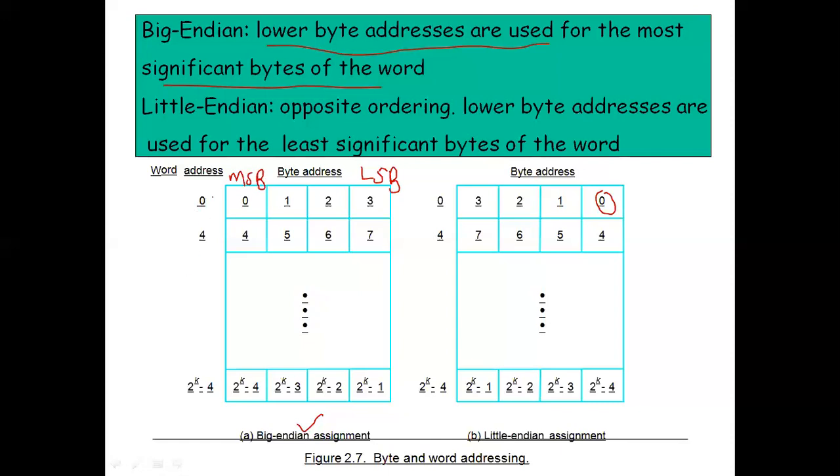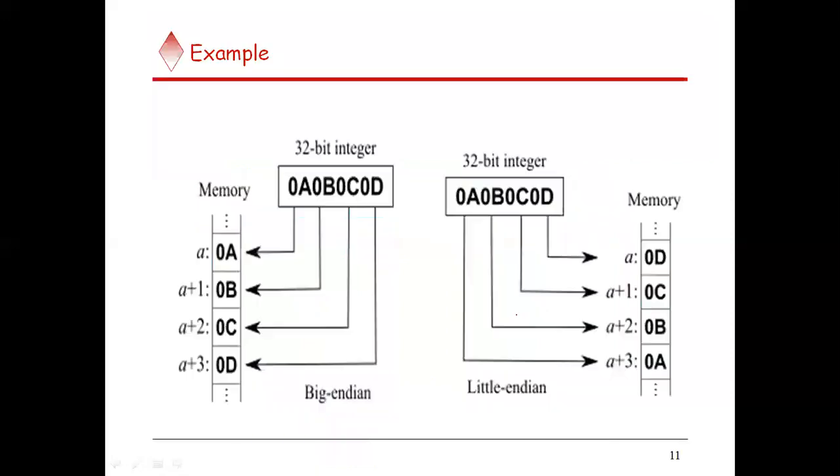Word addresses are numbered, because we are assigning one word as 4 bytes of memory, and the MSB assigned the lower order address is called big endian. If the lower order addresses are assigned to the least significant byte, it is called little endian. The next example will give you a clear idea.